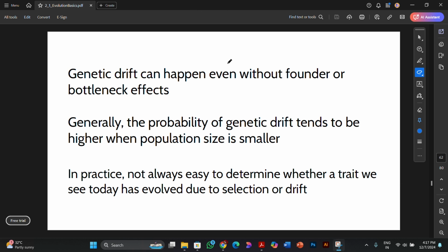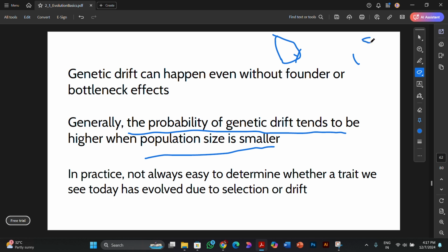Generally, the probability of genetic drift tends to be higher when population size is smaller, because if the population is this small, the chance is this much, and the proportion is very small. But if the population is like this, the genetic drift is like this, so the chance can be 1:1 also. So then genetic drift is affecting so much.